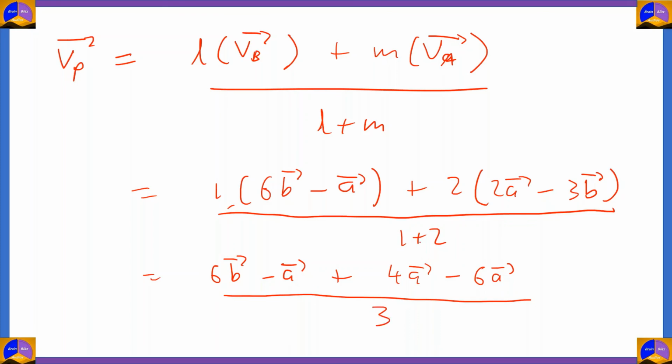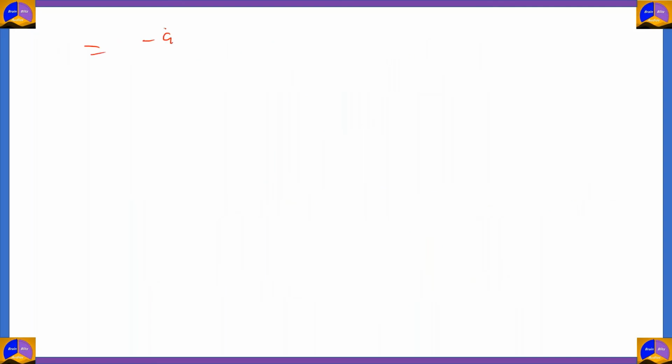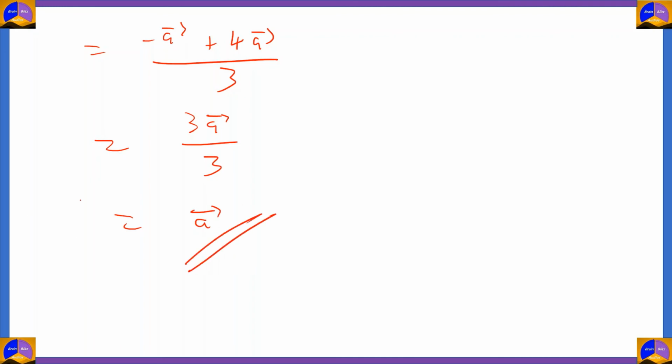So let's solve the numerator now. 6b and minus 6b get canceled here. That leaves us with minus a plus 4a divided by 3, which will be equal to 3a divided by 3, which will be equal to vector a. So the position vector of the point P is vector a.